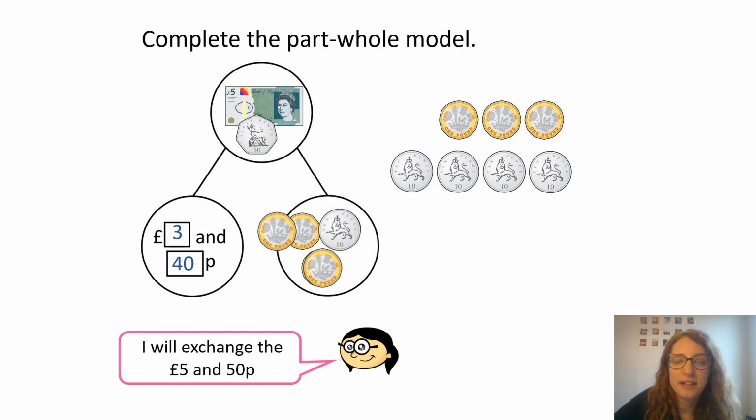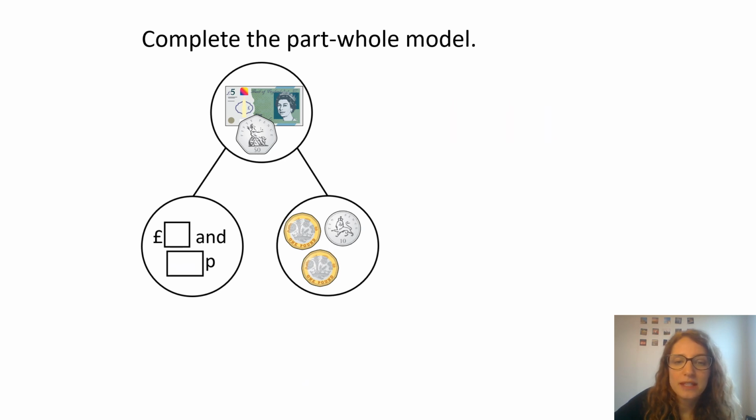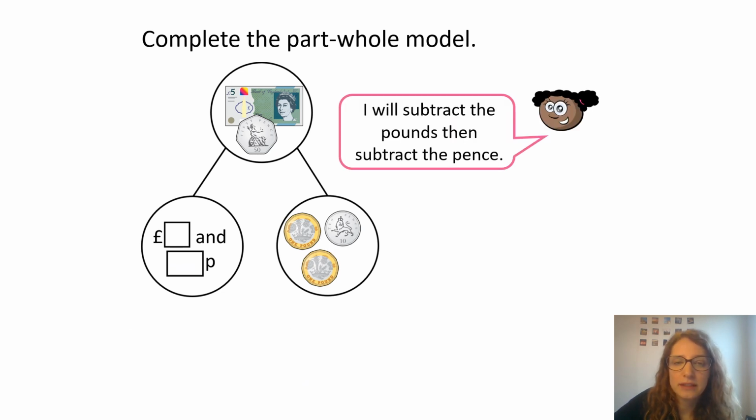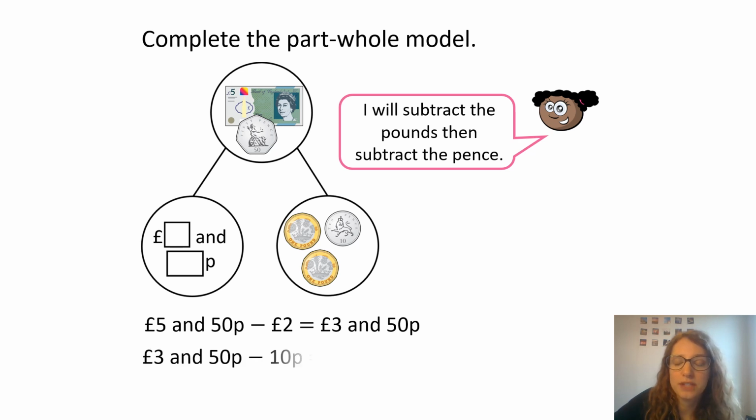Okay, let's try our next one. So similar thing, let's have a look. Okay, so she's going to subtract the pounds and the pence. So it's the same amounts, but we're just looking at different ways of doing it. Okay, so £5.50 take away £2 equals £3.50. Then take away the 10 pence. Okay, and it will give us our answer. So there's 2 ways of doing the same thing. You could exchange your bigger notes for coins, or you could do a subtraction of the pounds and the pence and partition it. Okay, so 2 ways to solve the same problem.